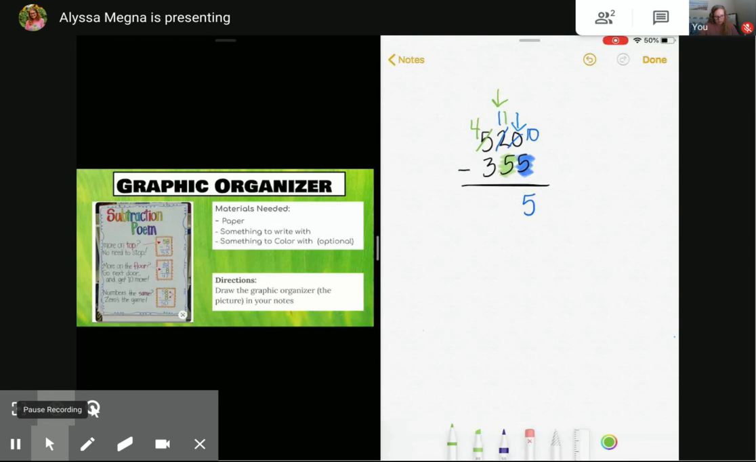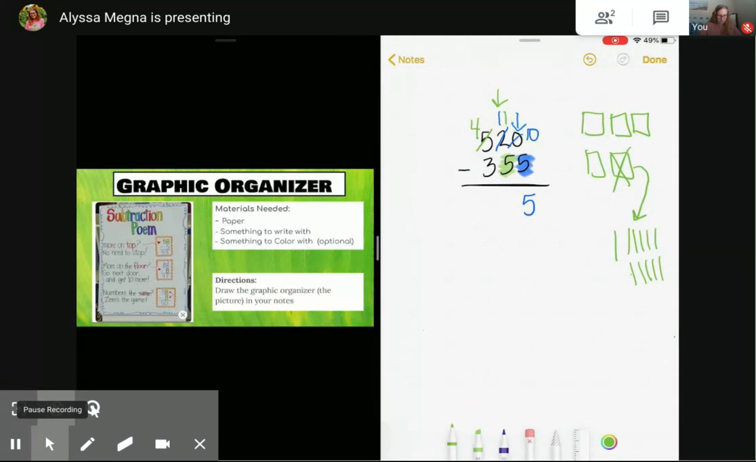To draw this out, we would have 5 hundred blocks and 1 ten stick. And what we're going to do is take one of these 100 blocks and make it into 10 sticks. Because there are 10 ten sticks in a 100 block, we're going to draw 10 sticks. 1, 2, 3, 4, 5, 6, 7, 8, 9, 10. And we're going to cross this off because we made it into 10 sticks. So we went from having 5 hundred blocks to 4 hundred blocks. We went from having 1 ten stick to 11 ten sticks.